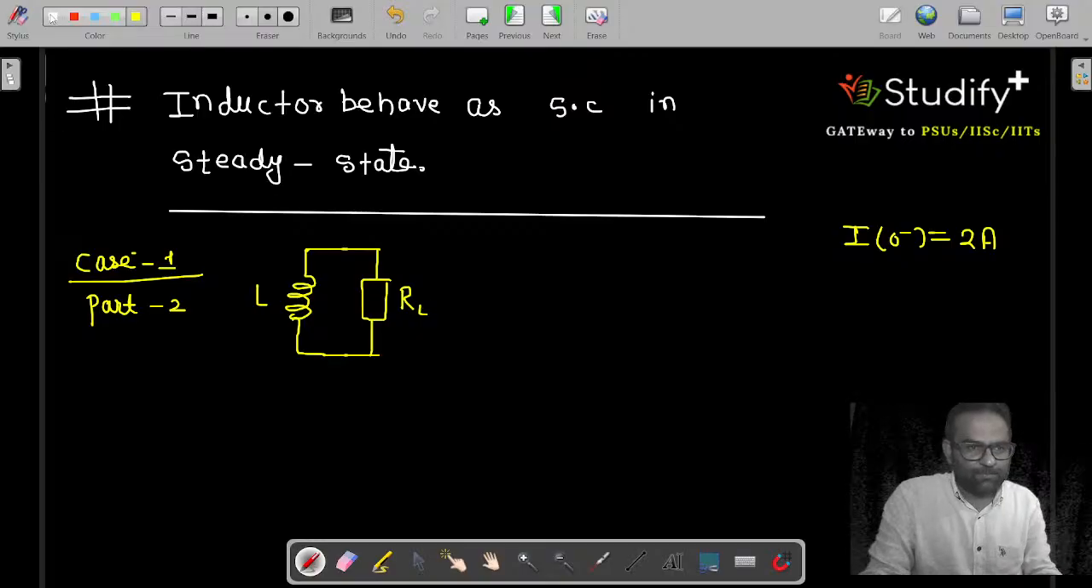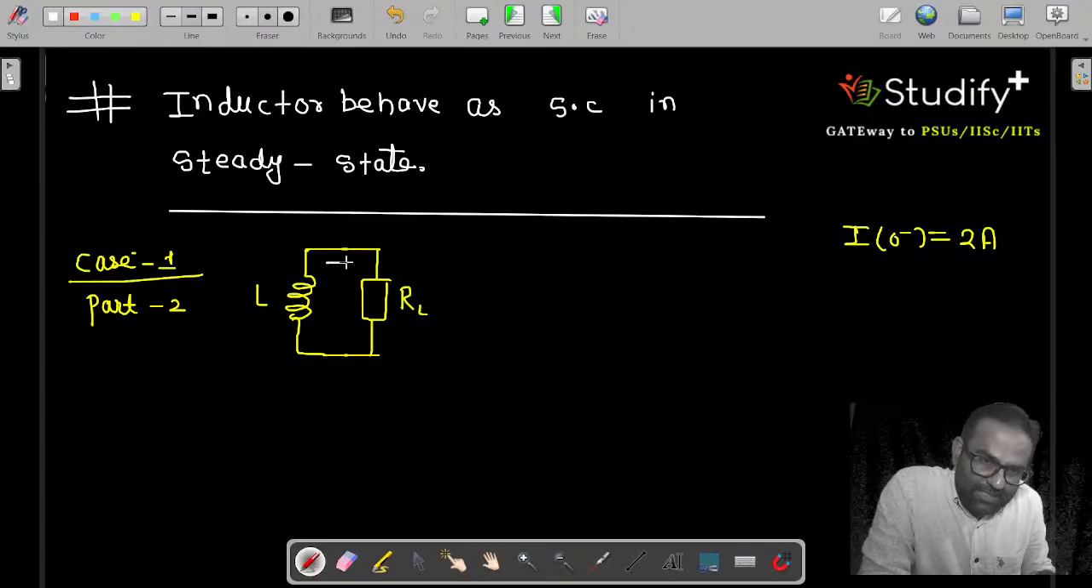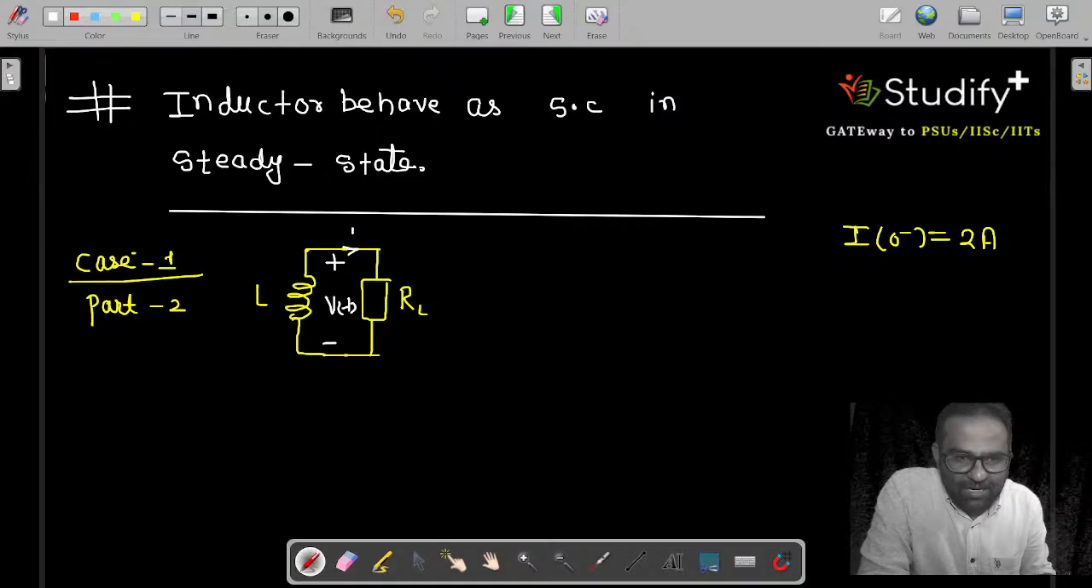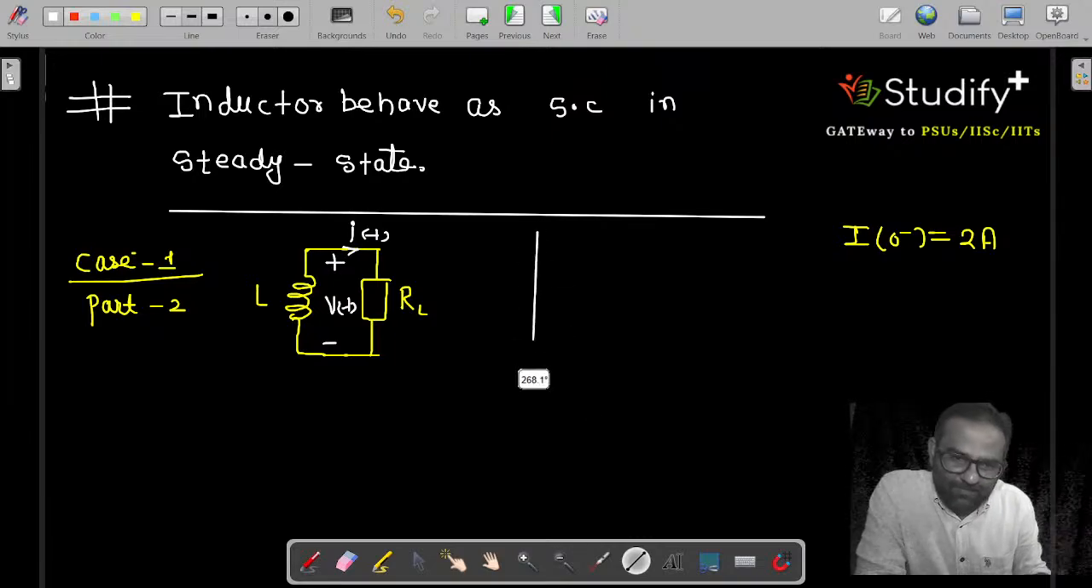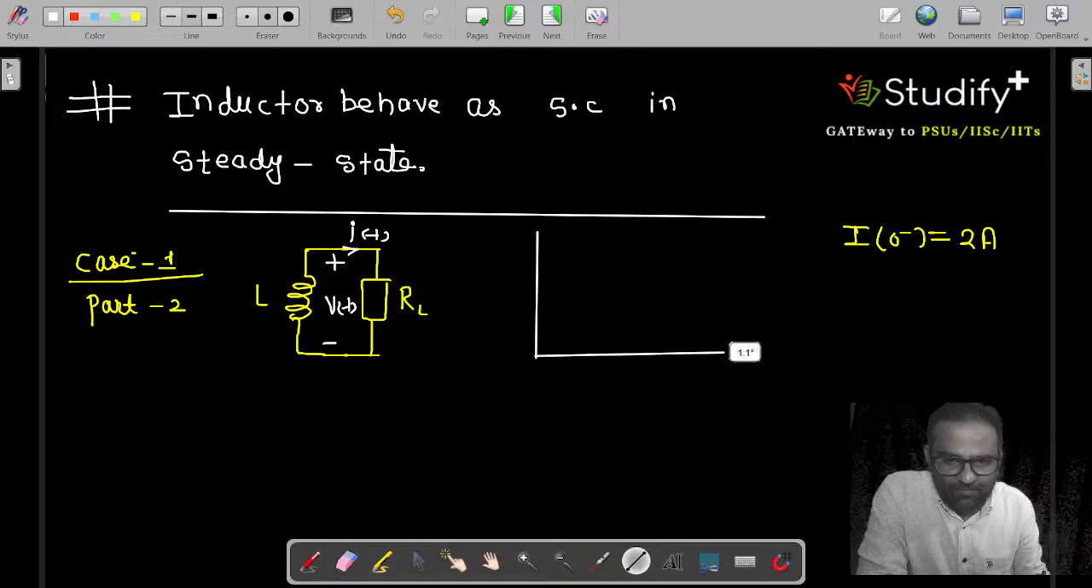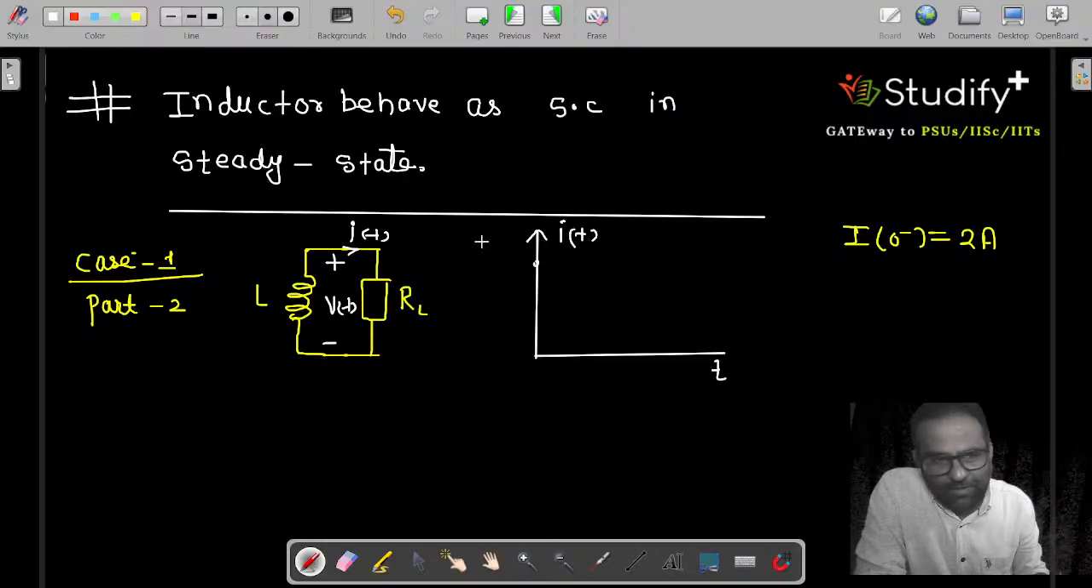So what I am saying, and I am calling this voltage as VT and this current as IT. So what can be the possible waveforms? You will say that this inductor will discharge through the load. So I am calling that my inductor will discharge through the load. So I am calling this value as IT and this is T. And what is the possible nature of the waveform? The possible nature of the waveform is this.